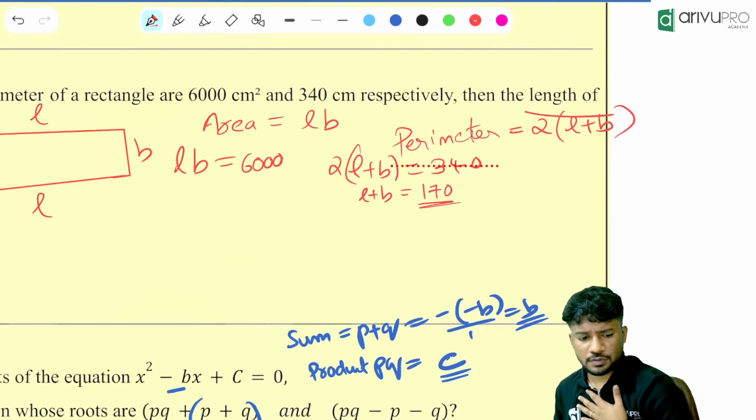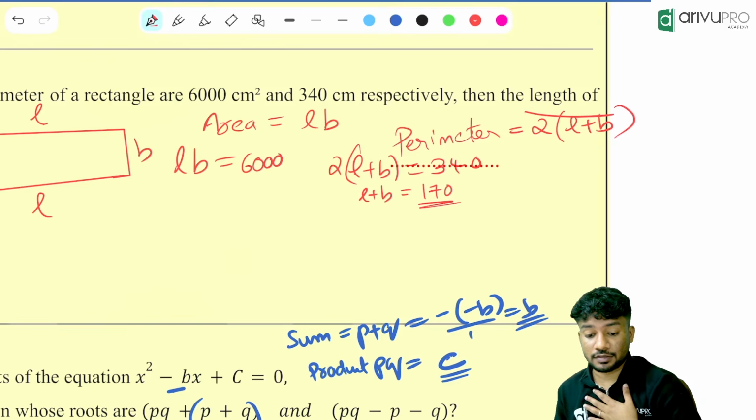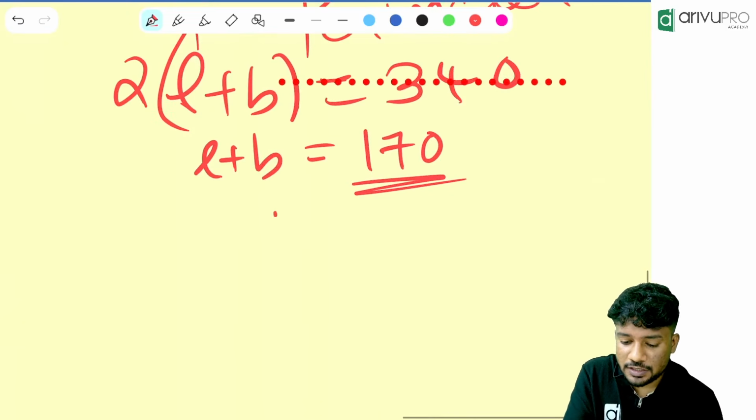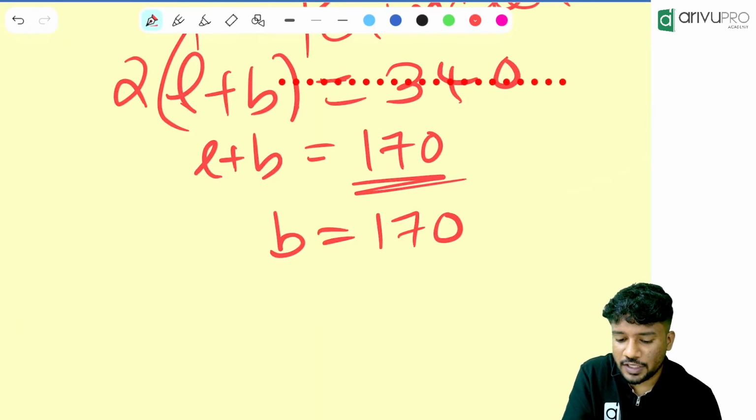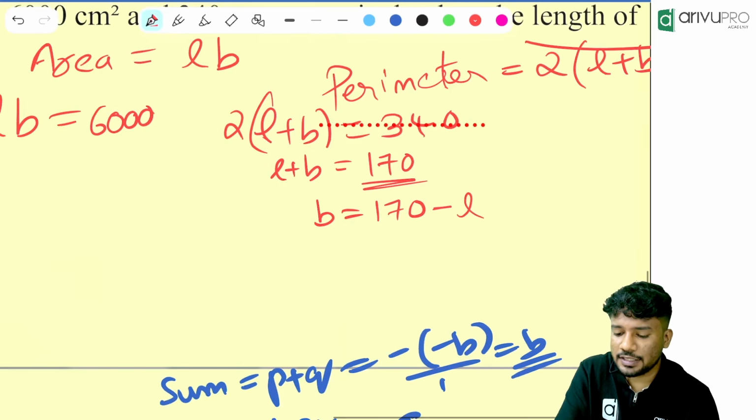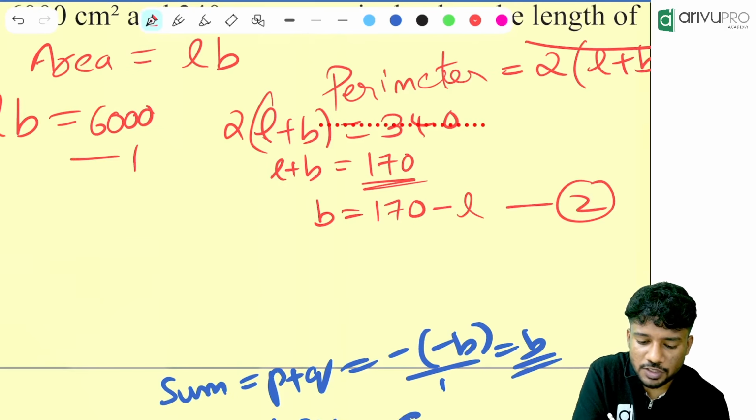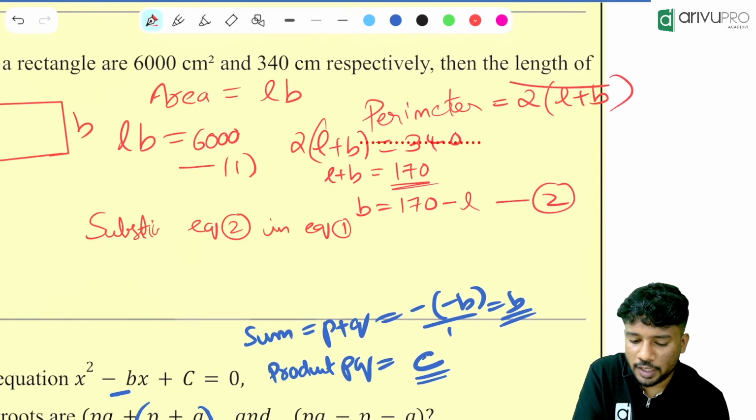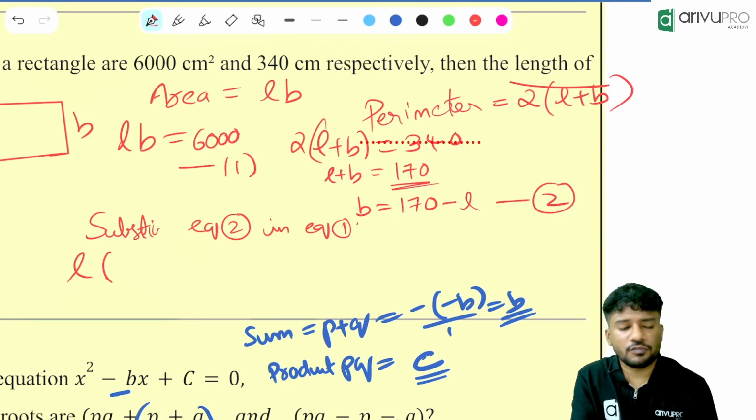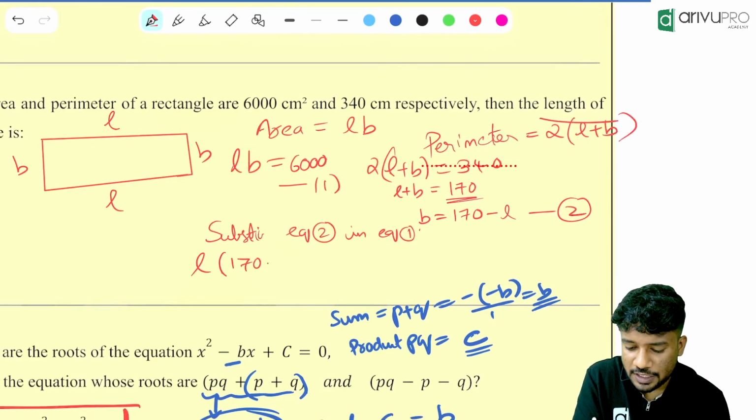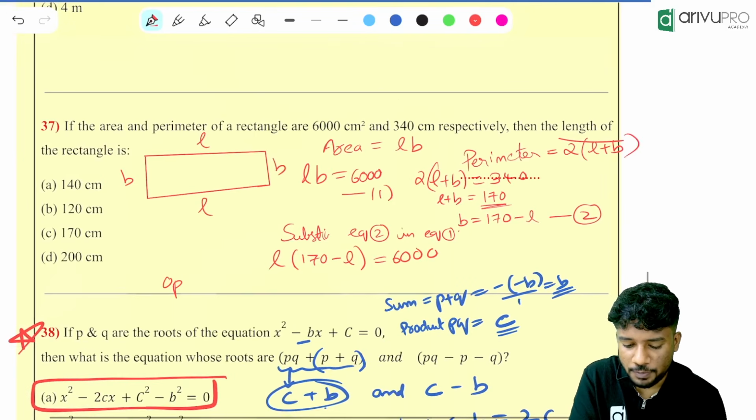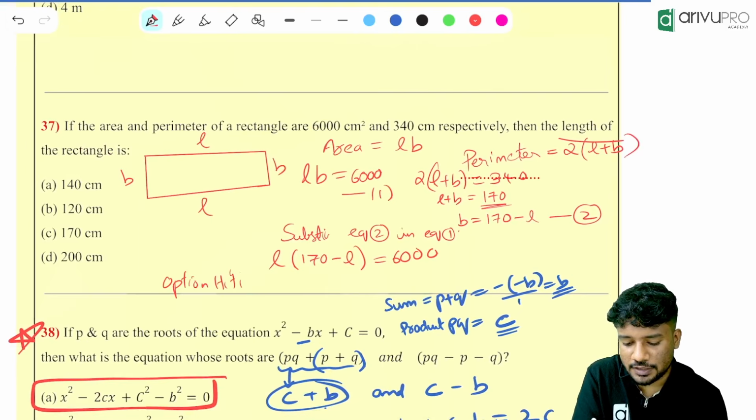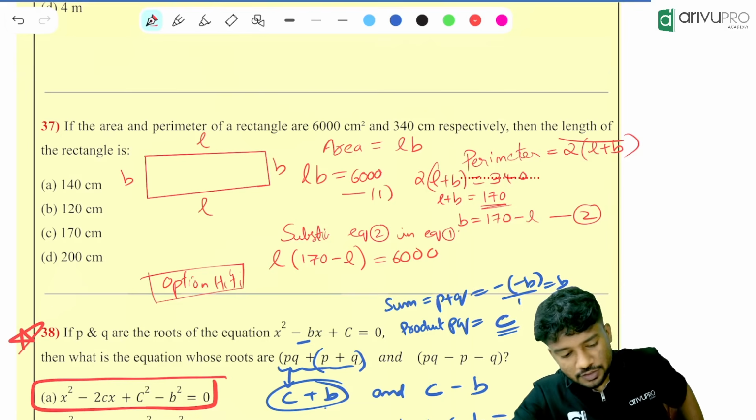What are they asking us to find? They are asking us to find the value of the length. Okay, so I will eliminate breadth. B is nothing but 170 minus length. So let this be equation number 2. Let this be equation number 1. Substitute equation 2 in equation 1. That means L into, instead of B, we are going to put what? 170 minus L, which is equal to 6000. Now people, from here you hit and trial the options and check which option is giving you LHS equal to RHS. That's giving your answer.